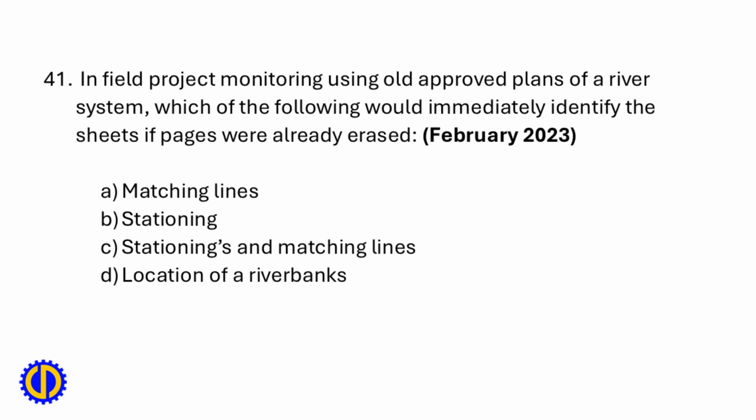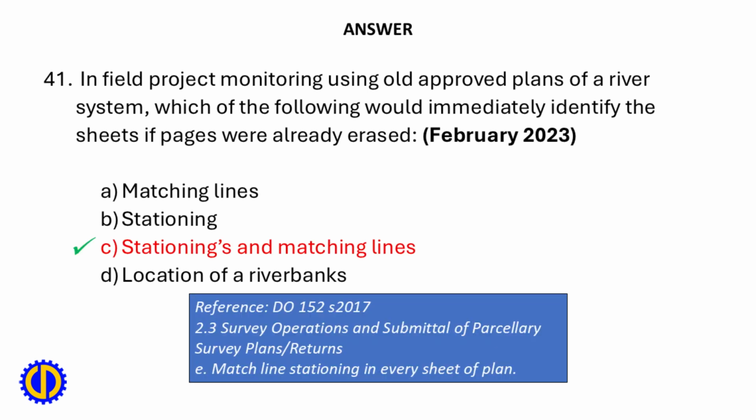41. In field project monitoring using old approved plans of a river system, which of the following would immediately identify the sheets if pages were already erased? A. Matching lines. B. Stationing. C. Stationings and matching lines. D. Location of a riverbanks. C. Stationings and matching lines.